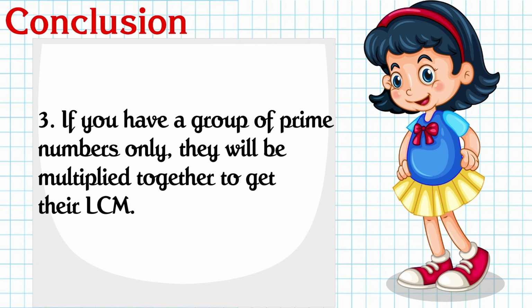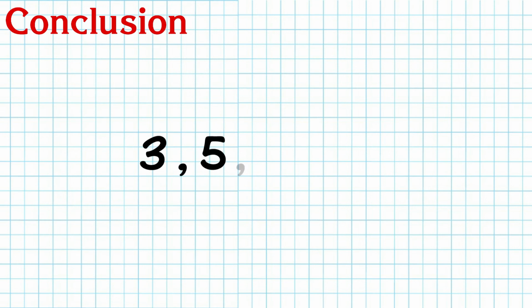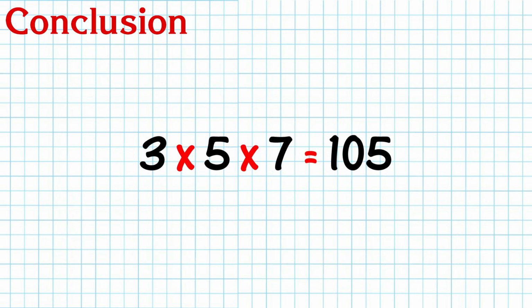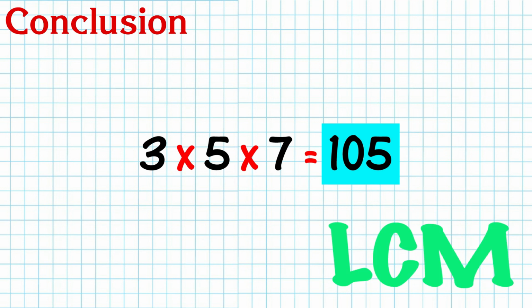Last but not the least, if you have a group of prime numbers only, they all will be multiplied together to get their LCM. Example 3, 5, 7. All of these are the prime numbers. We'll multiply them together and our answer would be 105. This would be their LCM.